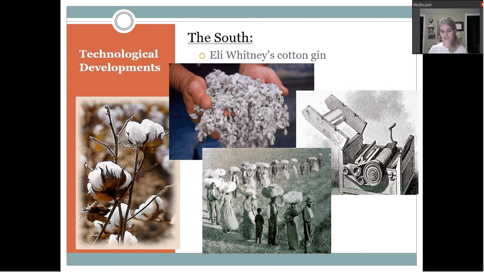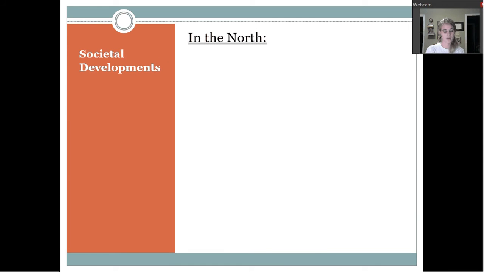So the cotton gin actually allows for cotton production to go much more quickly. So as industry is growing in the North, cotton is starting to become the king of the South. So we're going to see how that kind of changes society.